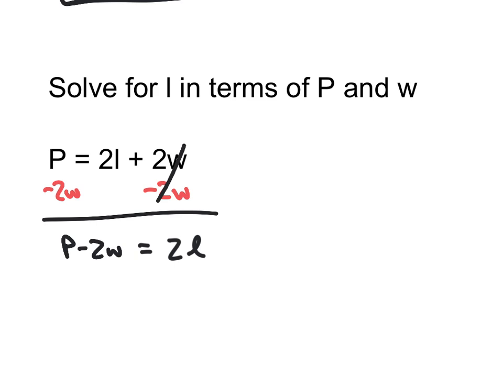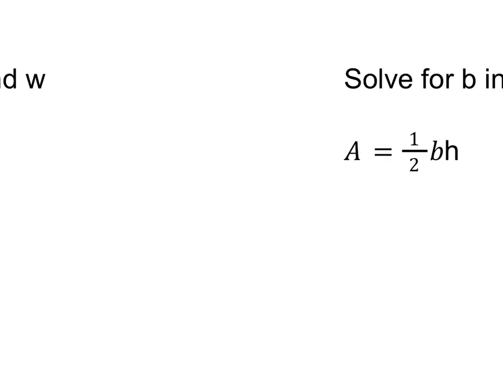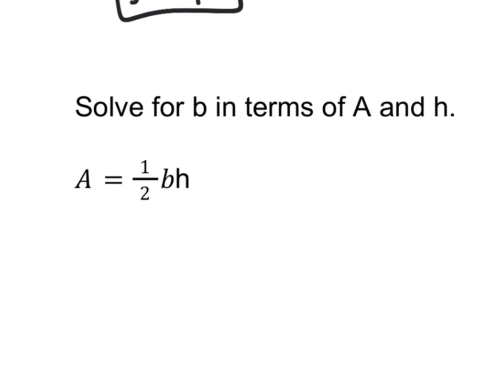Now, if I want to isolate the L here, then I would divide both sides of this equation by 2, and I'm going to divide this whole entire thing by 2. Then my 2's are going to divide out, and I'll get that L is equal to P minus 2W, all divided by 2, and that's my answer, okay? So let's take a look at the next one. All right, here, this one's tricky, okay?